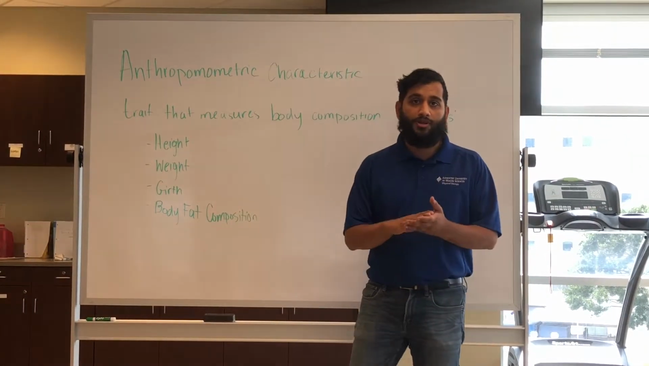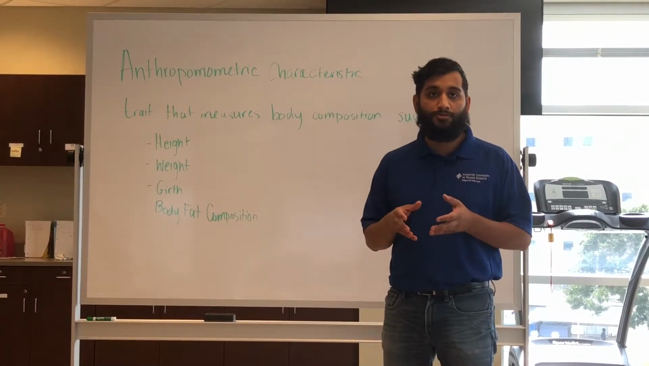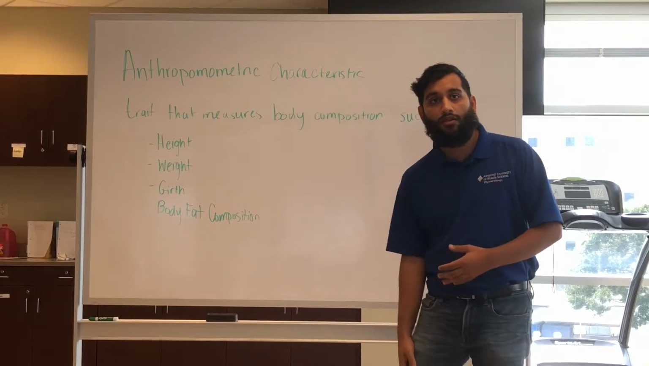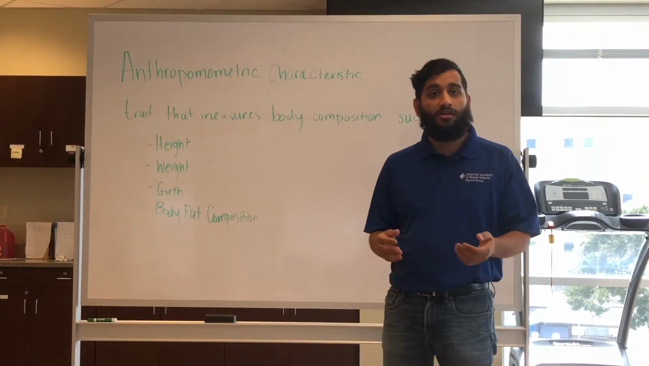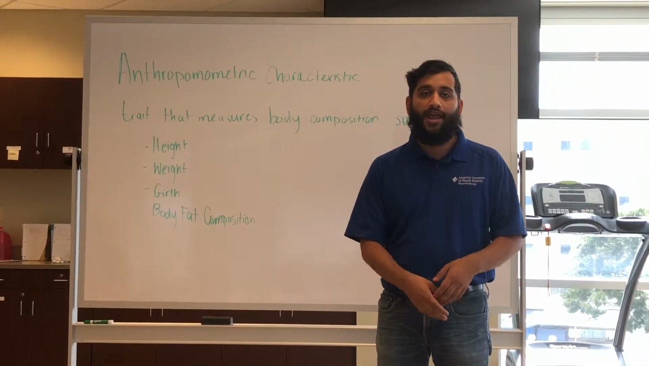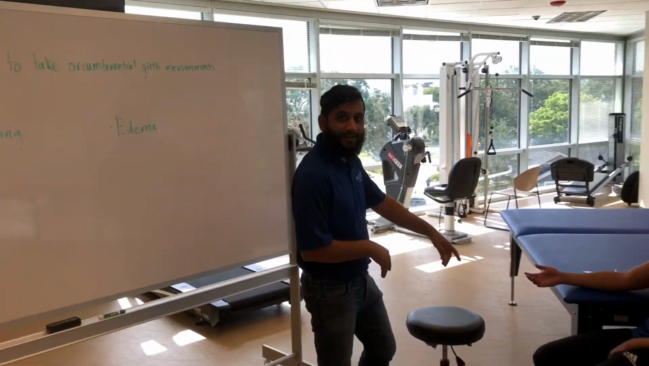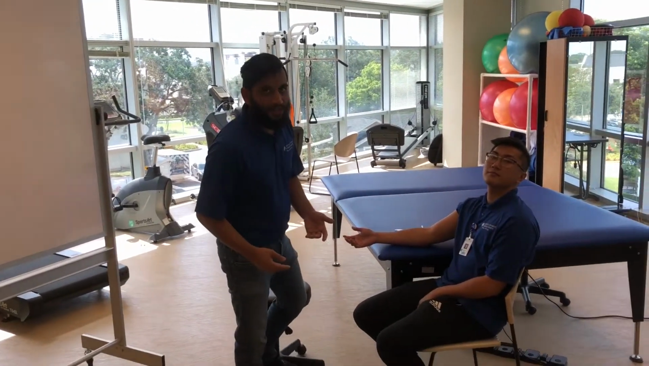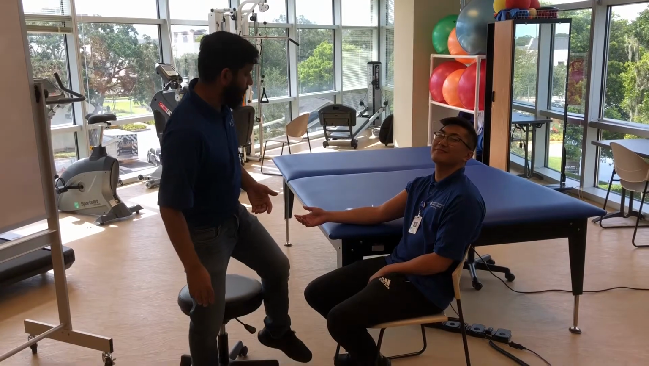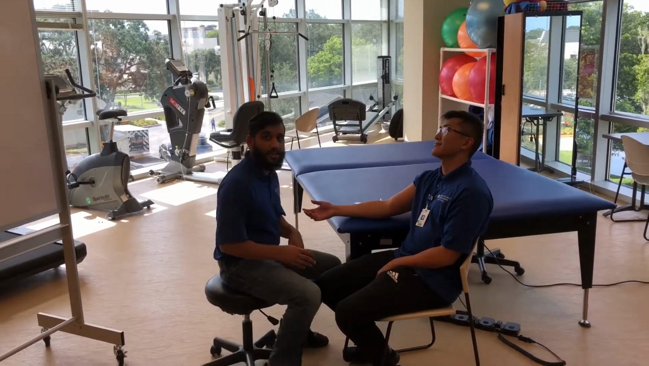A girth measurement is basically a circumferential measurement along the leg, the arm. It can also be on your hand and your ankle. My patient here, Ray, he said he has got some swelling in that right arm. So what we're going to do is we're going to take a look at it.